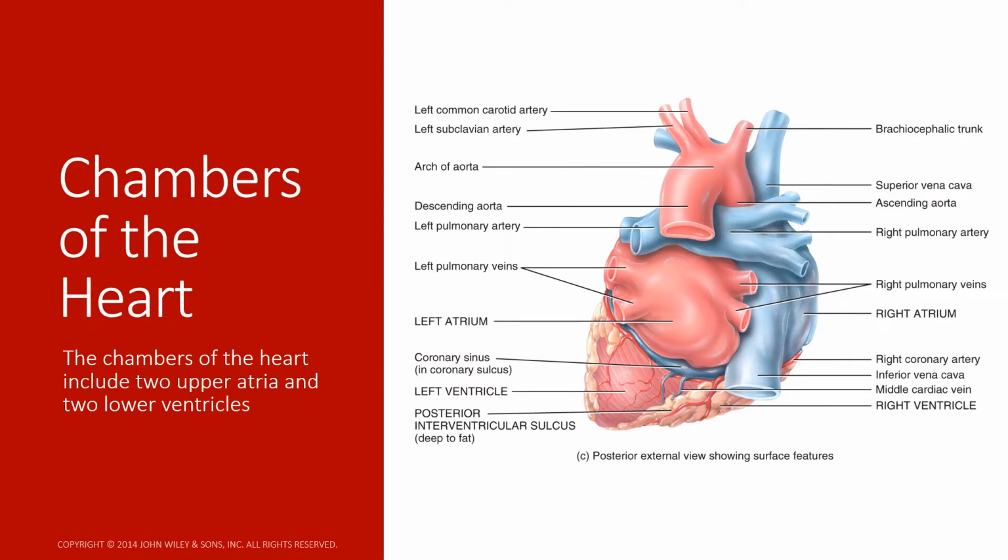Now, one really important thing to note is that blood vessels bringing blood towards the heart are always going to be called veins, regardless of whether they carry oxygenated or deoxygenated blood. And blood vessels that are carrying blood away from the heart are always going to be called arteries, regardless of whether they are oxygenated or deoxygenated blood.